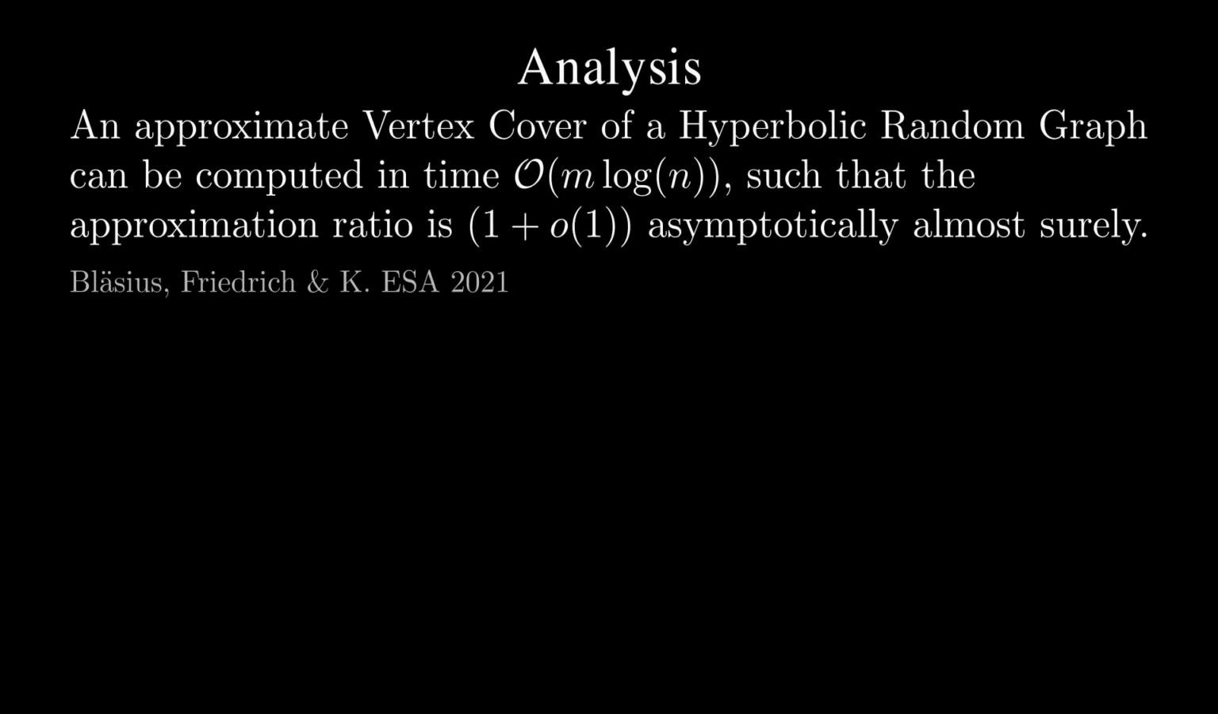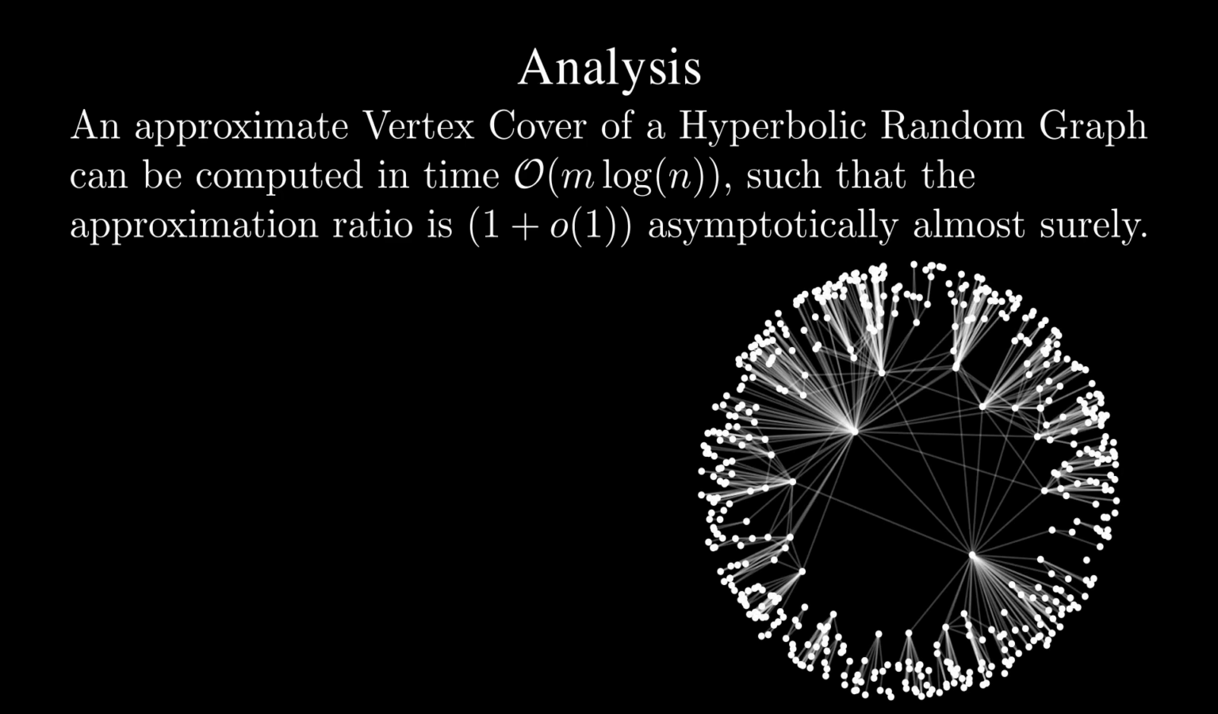Our analysis shows that our algorithm computes an approximate vertex cover of a hyperbolic random graph in quasi-linear time, and such that the approximation ratio is approaching the optimum at 1 with increasing graph size. So we have a fast algorithm that is very likely to yield a solution whose size is close to the best possible. And at least conceptually, it is somewhat straightforward to see why the approximation quality is so good.